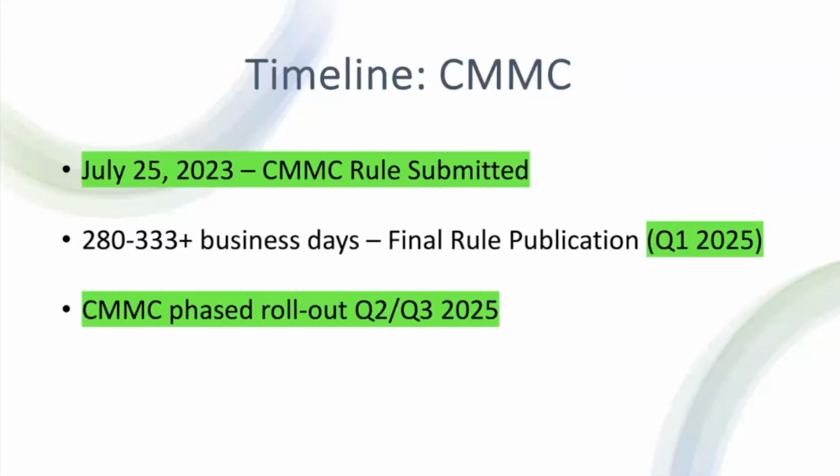Here's some timeline insights for you, right? In July of 2023, the CMMC final rule was submitted after multiple years of figuring out what it was going to look like and how that would factor. Typically takes between 280 and 333 business days to get the final rule published. So we're looking at somewhere near Q1 of 2025 with a phased rollout. That means you'll start to see these DFARS clauses being placed in Department of Defense contracts.